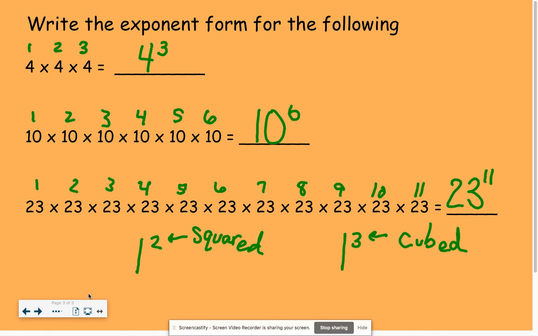So that is some of the basics of how exponents work. Give it a try on your worksheet and rewatch the video if you need to see the examples again.